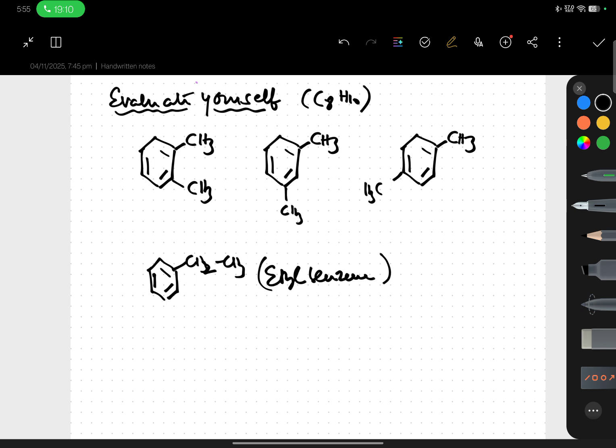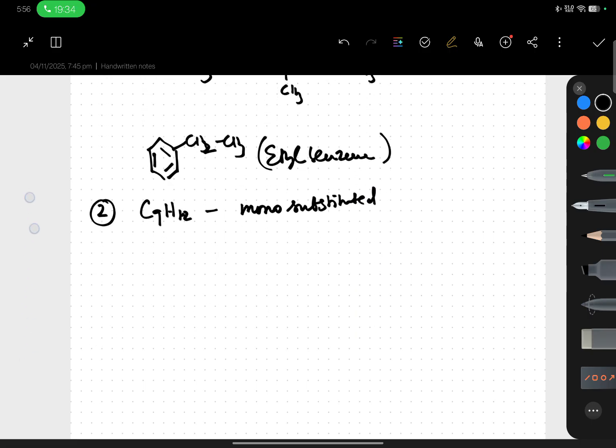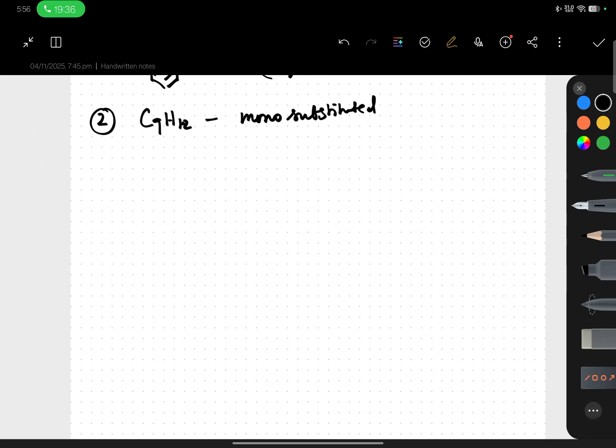Yes, sir. So in the first question, they are saying C8H10. We already know these xylenes, so we just add one more, ethyl benzene. So it's very easy for us to answer that question. Look at the next question. Write all possible isomers of C9H12, but they are saying it should be mono substituted. Last time we didn't have this problem, but this time it has to be mono substituted.